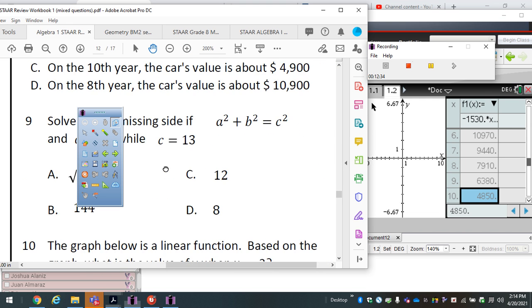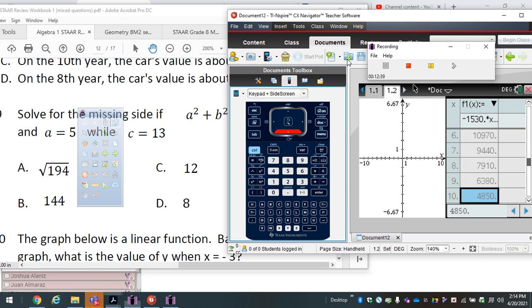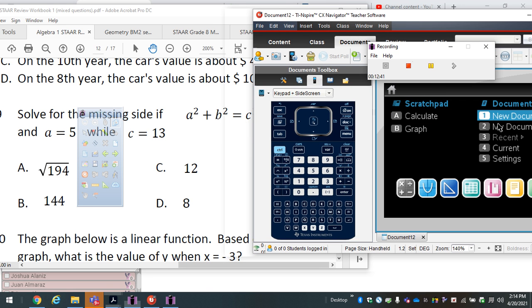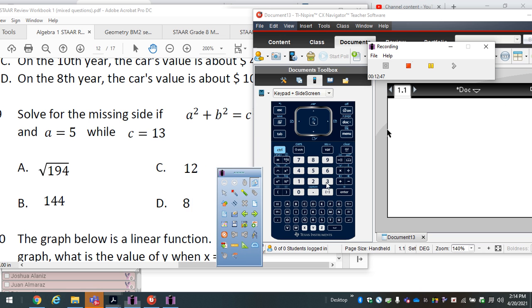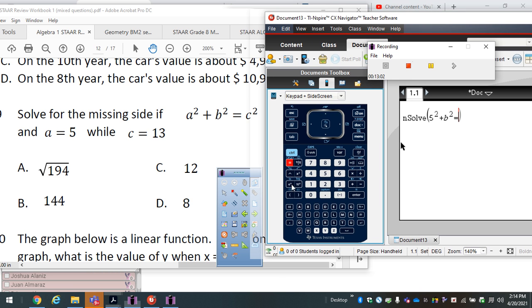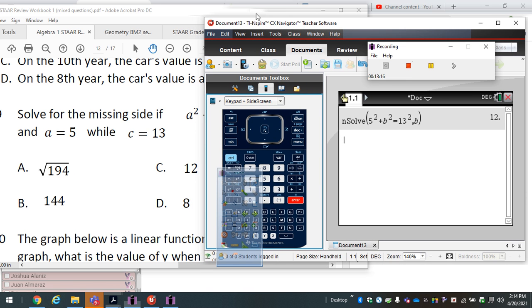So I'm going to use a calculator, and I'm going to use nSolve. And I'm going to go right here to menu, 3, 1. And then we'll go with 5 squared plus b squared equals 13 squared. Equal sign, one variable, perfect. And then we'll comma b. Answer is 12. Yep. C.